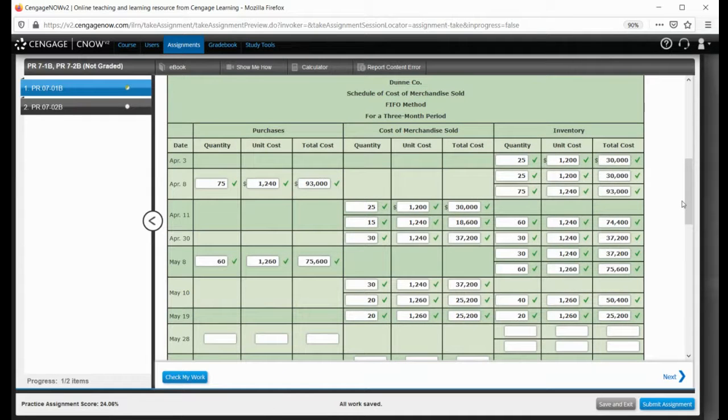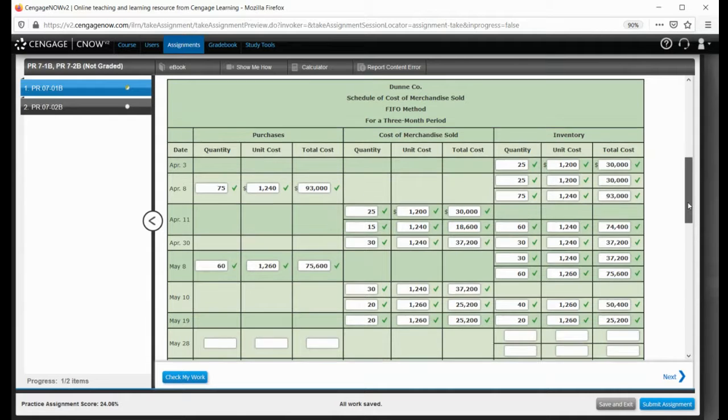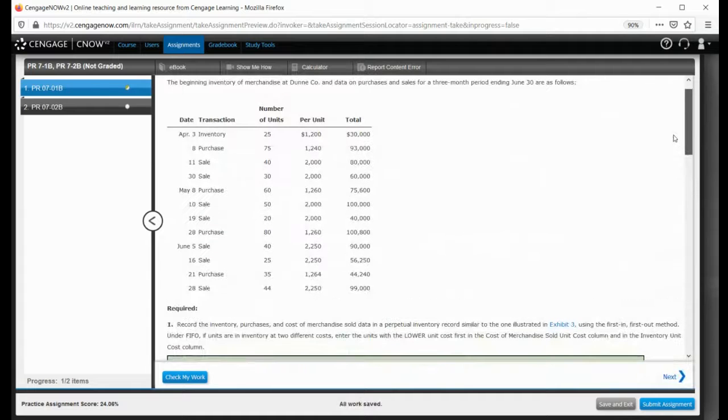Do I have any questions so far about anything that I've done? I don't hear any questions, so I will continue on with the May 28th transaction.